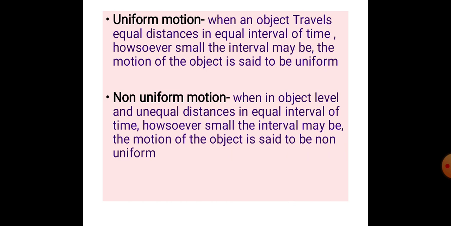When an object travels unequal distances in equal intervals of time, howsoever small the interval may be, the motion of the object is said to be non-uniform. For example, suppose a car covers 40 km in the first hour, 50 km in the second hour, 30 km in the third hour, 70 km in the fourth hour, and so on. The motion of the car is non-uniform as it covers unequal distances in equal intervals of time.